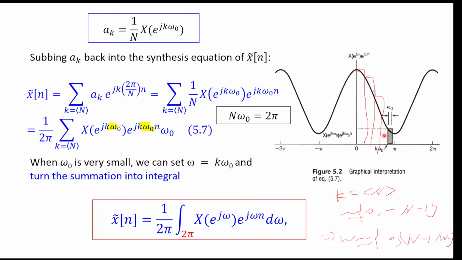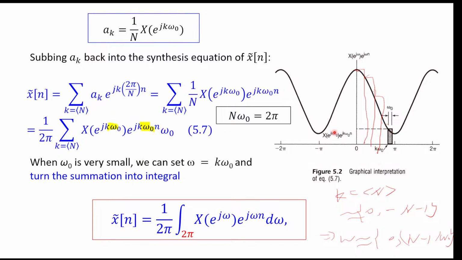And we can think of this as an integral as omega naught goes to 0. Look at this picture, where you have a function whose height is big X of e to the j omega, and those two values, big X of e to the jk omega naught and e to the jk omega naught n, can be viewed as the height of this function taking value at k omega naught. So this function takes a value at k omega naught.